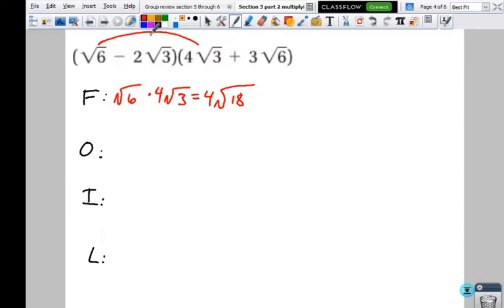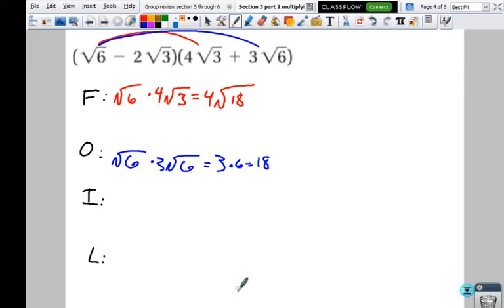Okay, Roy, what am I multiplying together for the outsides? 6 times 3 square root 6. Yep. So square root of 6 times 3 square root of 6, right? So my outsides, I get 3. But square root of 6 and square root of 6 are just 6, right? So 3 times 6, which is 18, which is perfect. Okay?